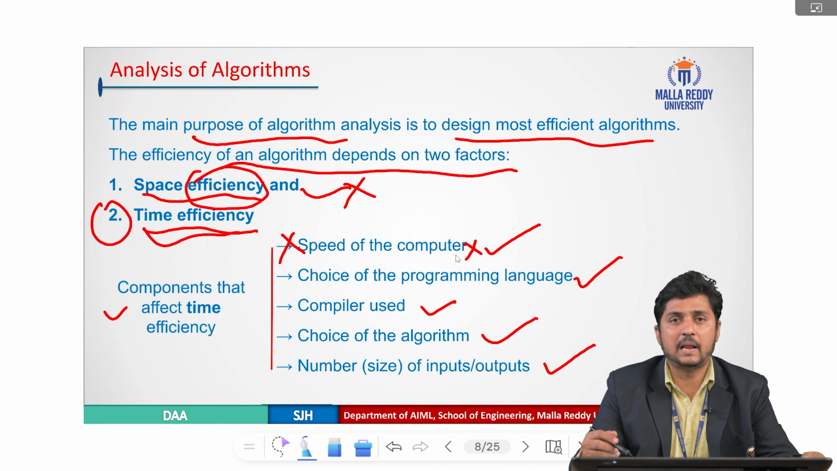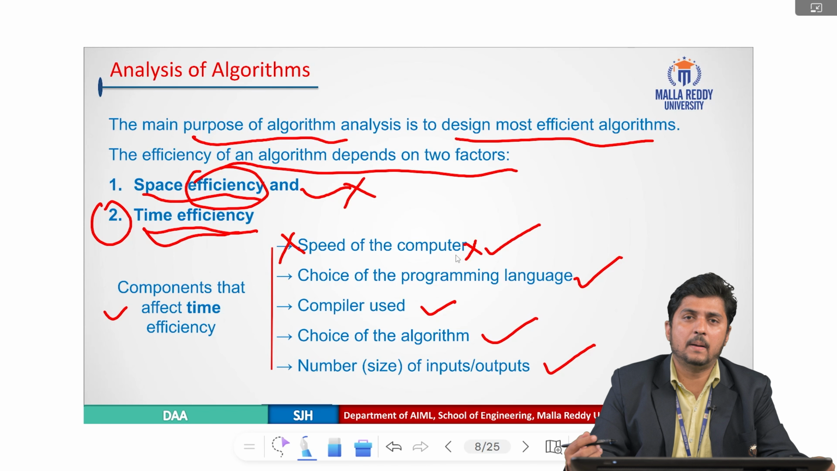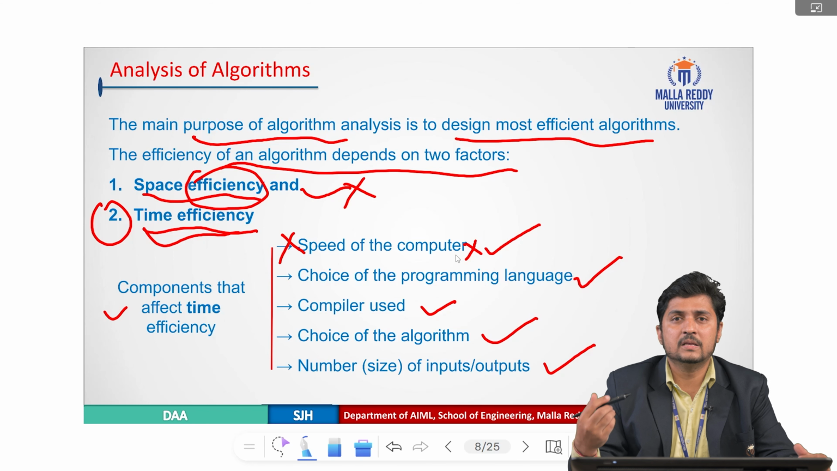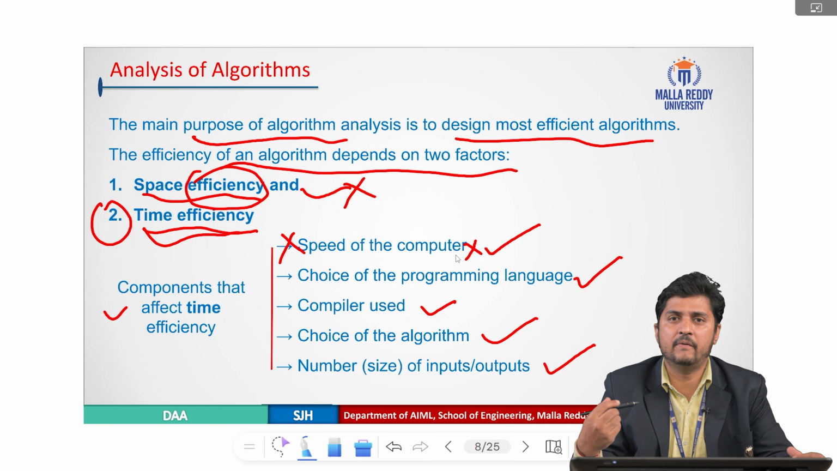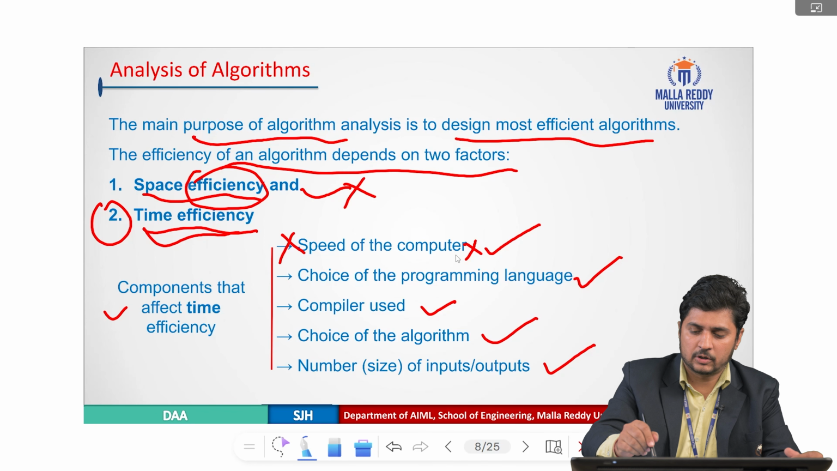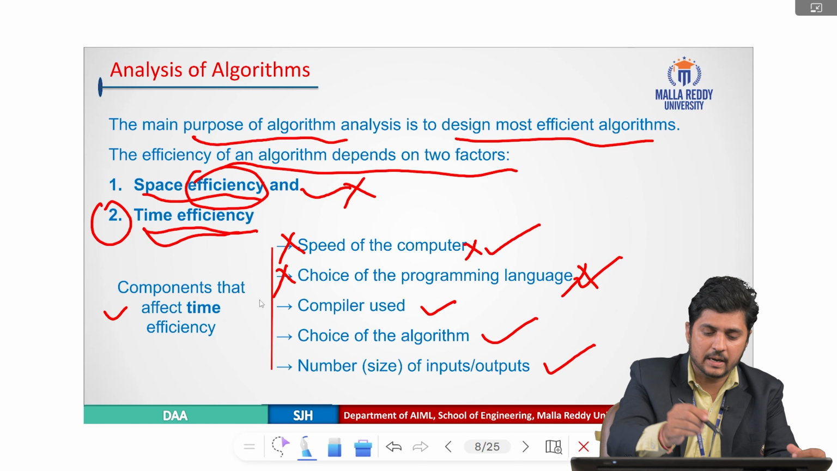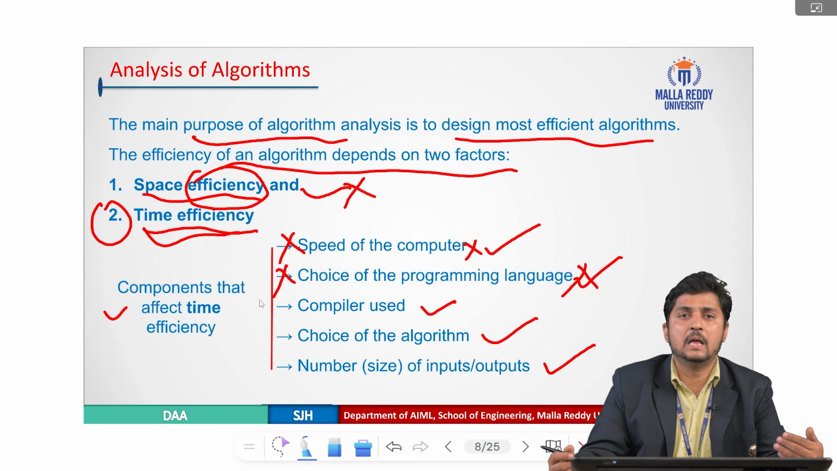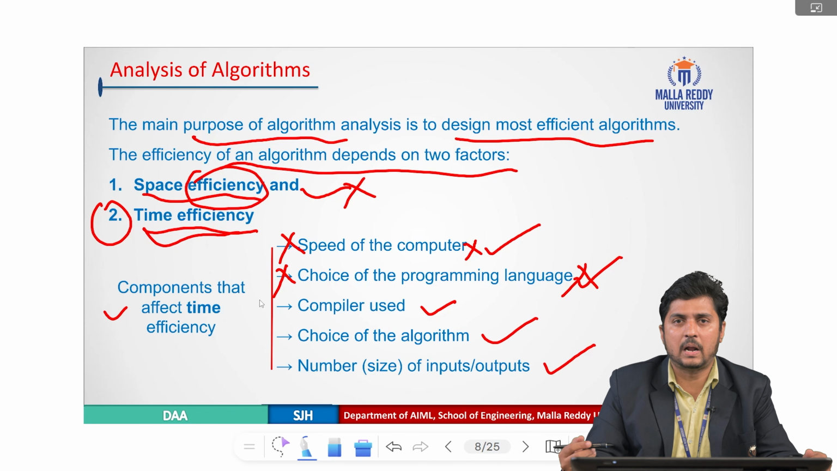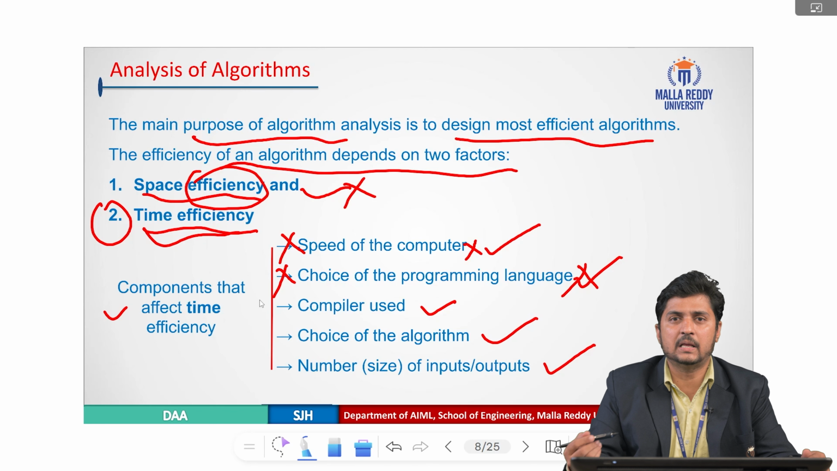And the choice of the programming language. As we all know, C programming, C++ programming, Java programming, when we compare all these with the Python programming language, of course, we all know that Python requires very short code and is easy to write. Due to that reason also, we are not going to include the choice of the programming language, because a single program that we write in C will differ in its length and size with respect to the Python programming language.